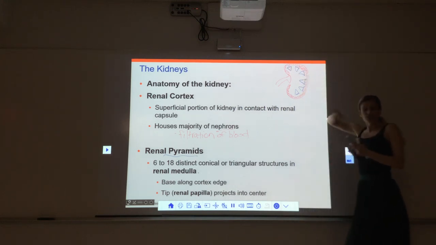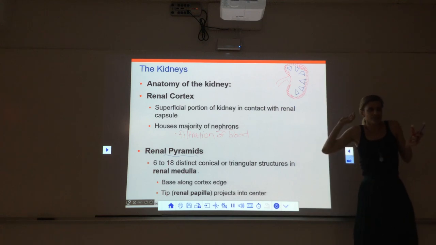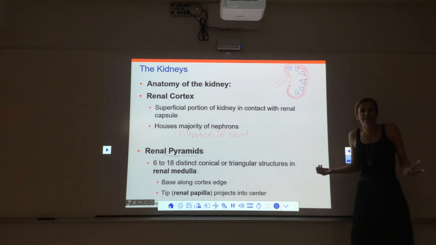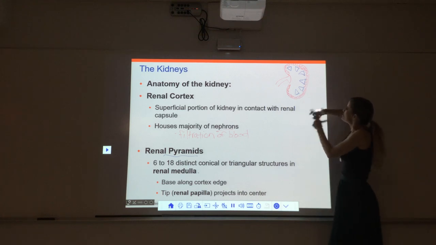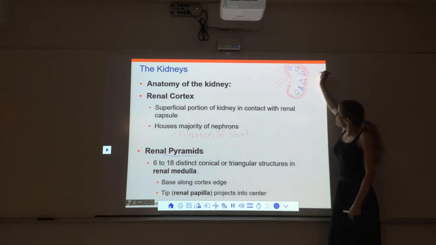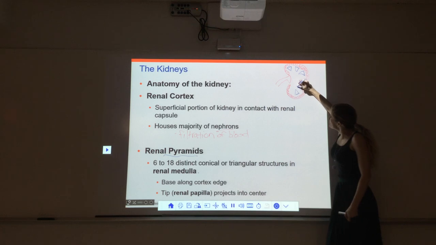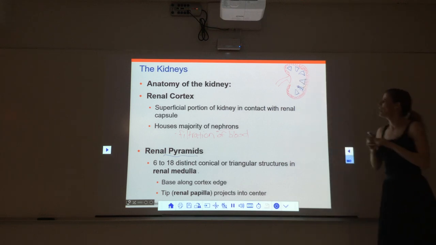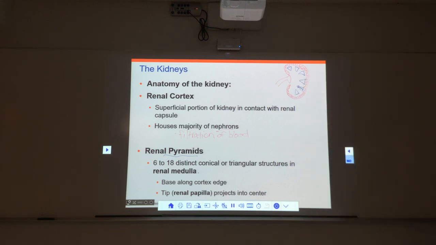The renal pyramids are simply collecting systems. That's it. We're not filtering the blood in them. We're not really doing anything except collecting the urine, and we start to just bring the urine down towards the papilla, where, remember, eventually we'll catch or funnel out the urine.